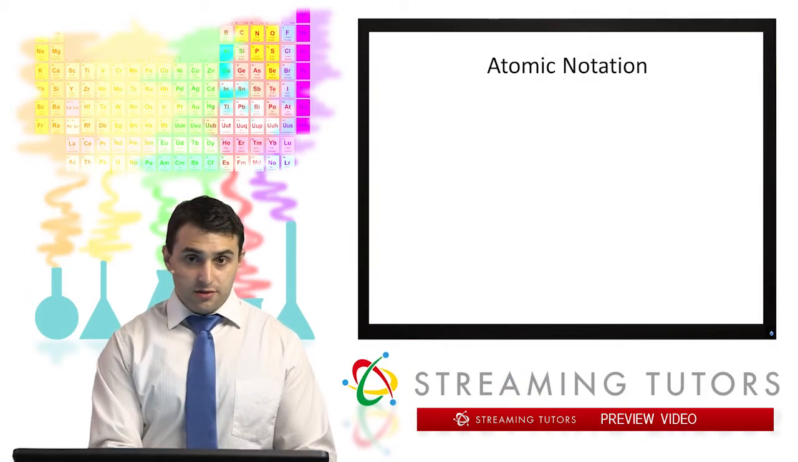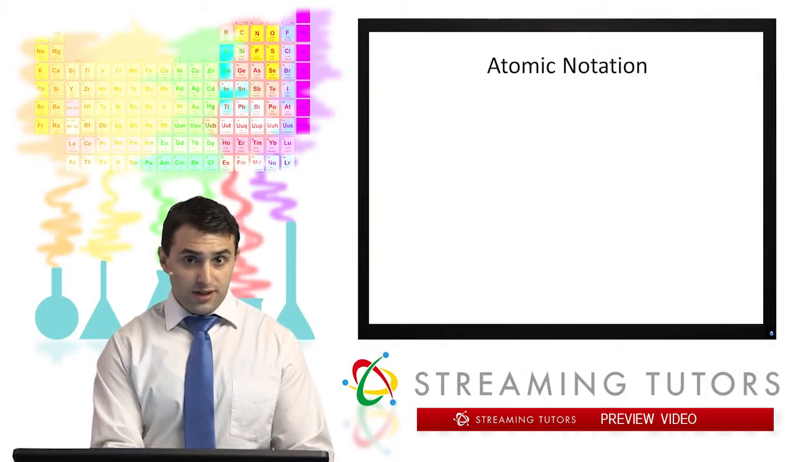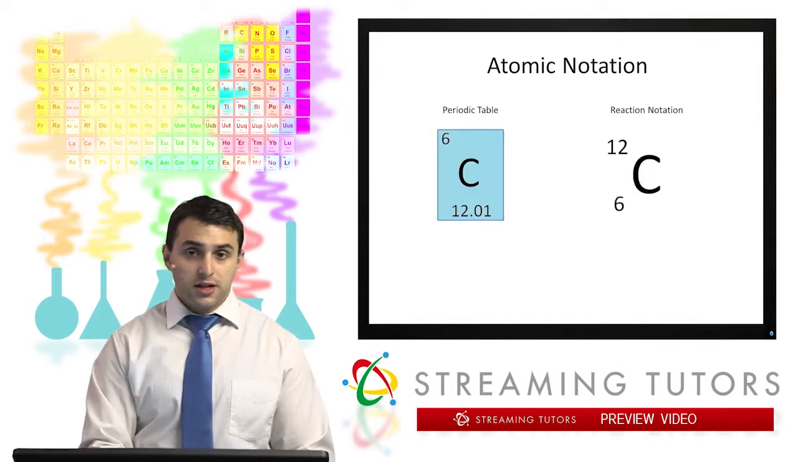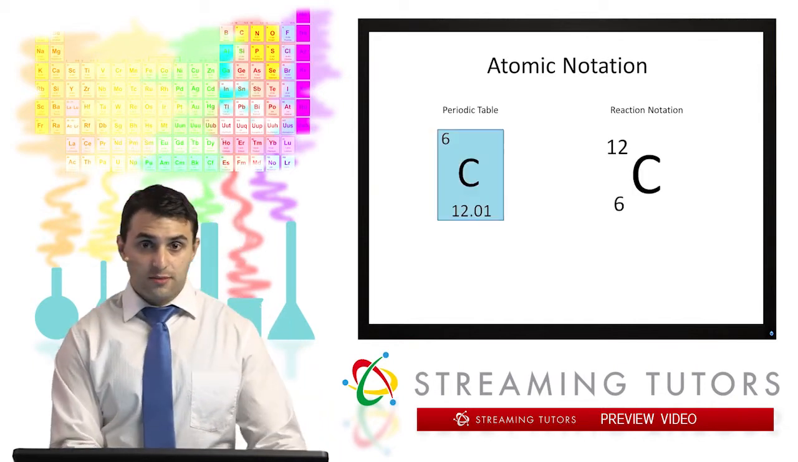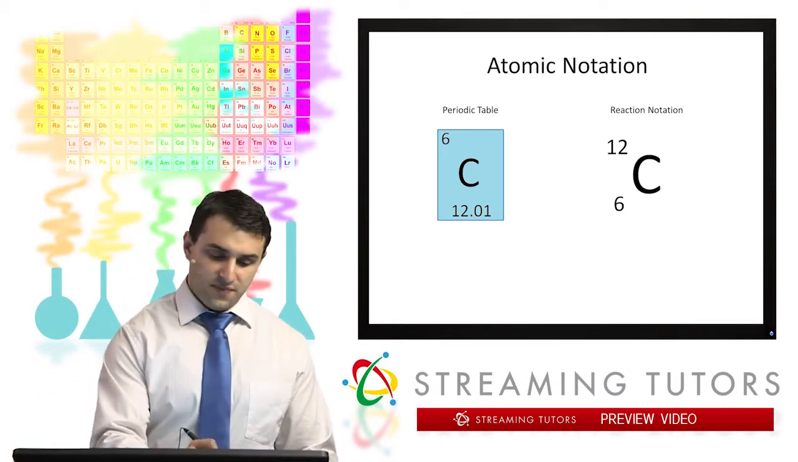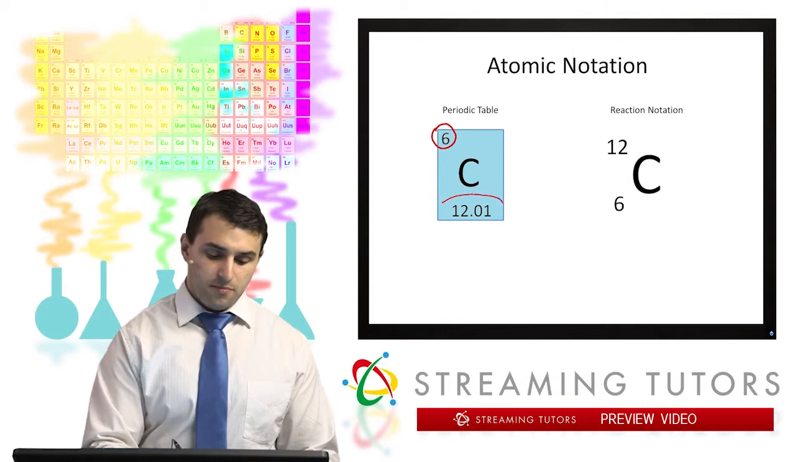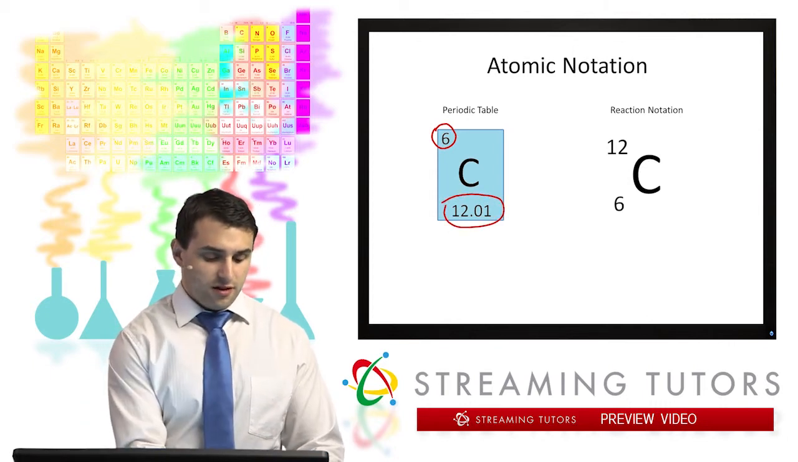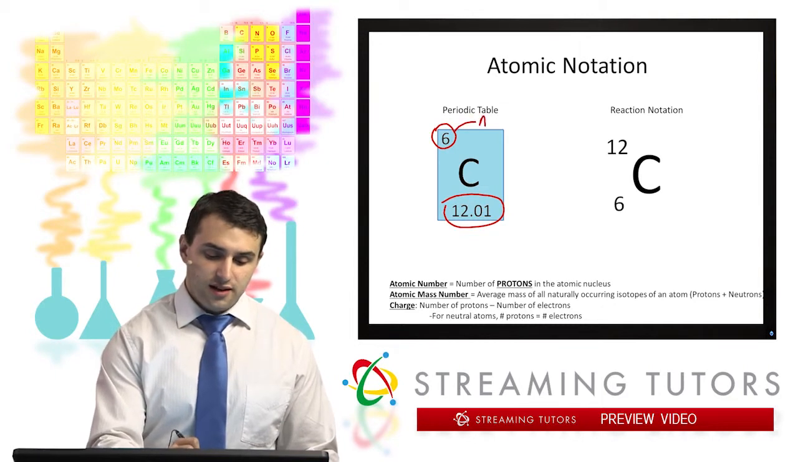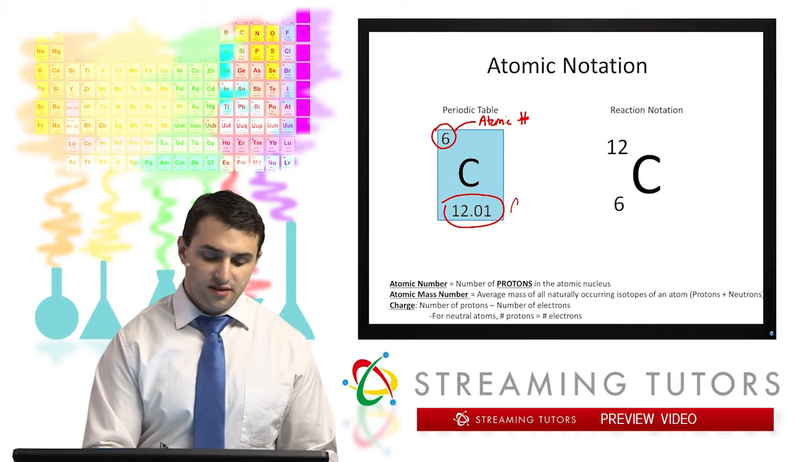So now we're going to get into atomic notation, how to read things from the periodic table, how to ascertain information from it. So in the periodic table, your general periodic table will look like this. You have this number in the top left, you have this number on the bottom, and these are what's known as, this is the atomic number, this is the mass number.